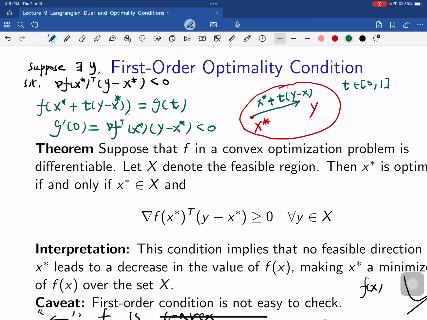Think about a scalar function whose derivative at this point is less than 0. If you follow the derivative direction and increase t, then the function value will decrease. It's as simple as that. So that's why this leads to a contradiction, meaning that x star is not even a local minimum.